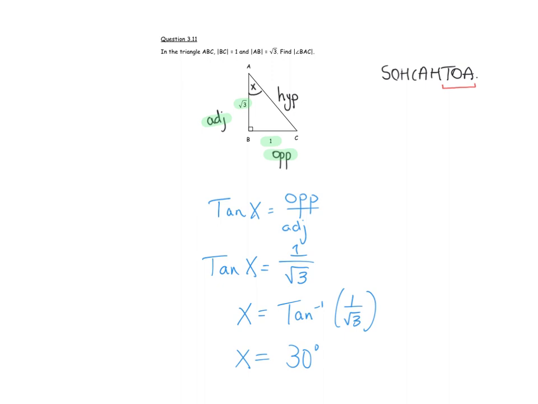That then is the end of this video, using SOHCAHTOA, or sine, cos and tan, to find an angle in a right angle triangle.